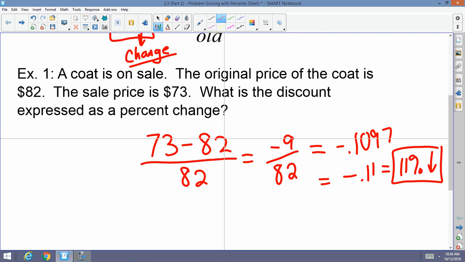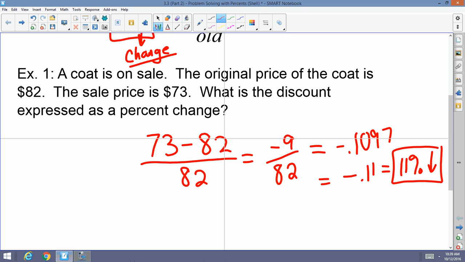Now, some of you may say, whoa, wait a second, Mr. Moore, what happened to the negative? Well, the negative is just there to show you that this is a decrease, that it went down. You can't really work with negative percents, only positive percents. So even though this was -11, that just means that it went down 11%.